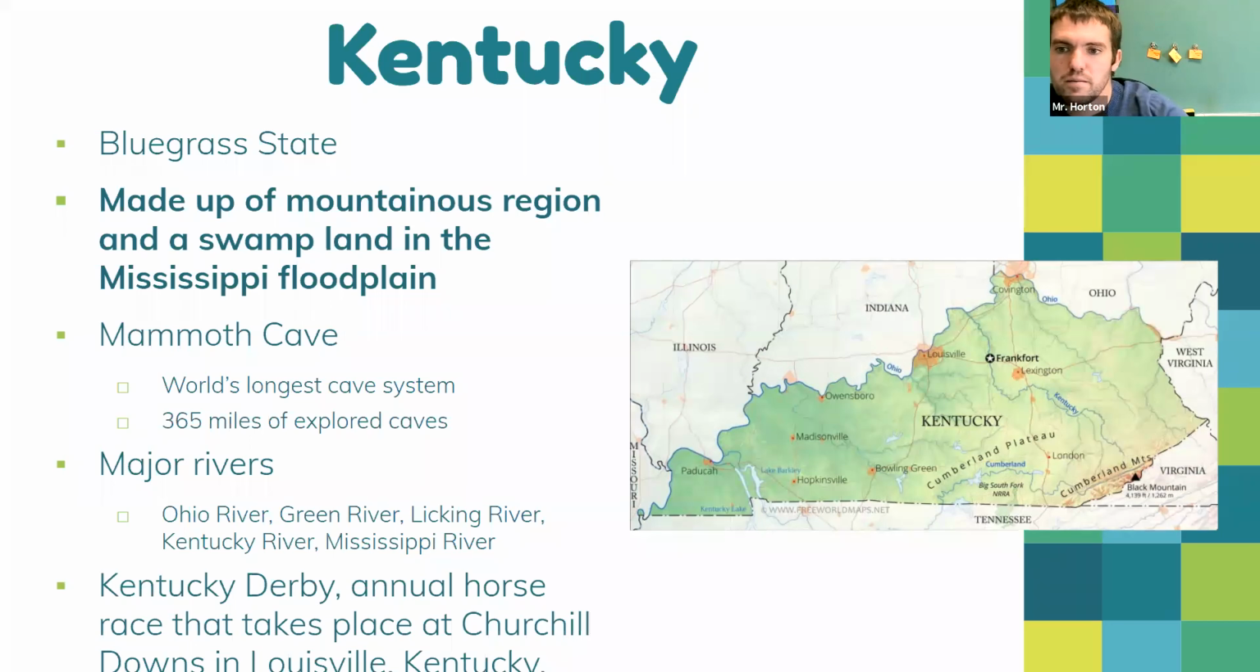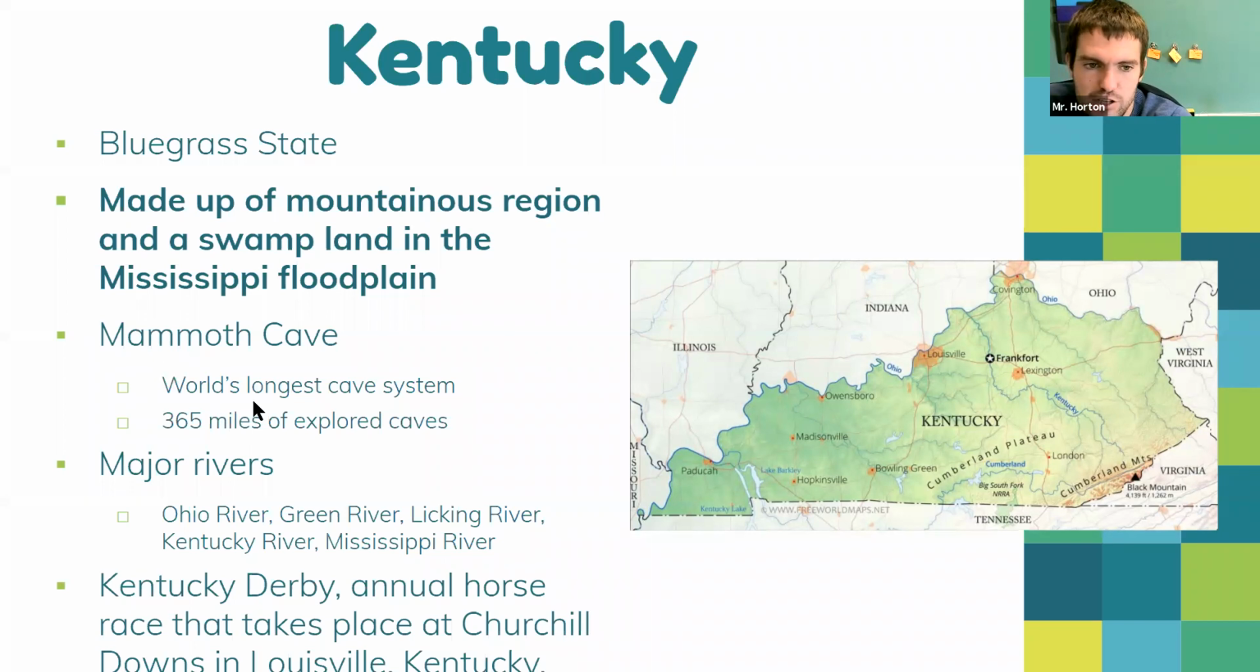And then Mammoth Cave is right here in the middle. Mammoth Cave, if you need to know how to spell it. Kentucky is made of a mountainous region and a swampy land of the Mississippi floodplain. And then we get to Mammoth Cave.